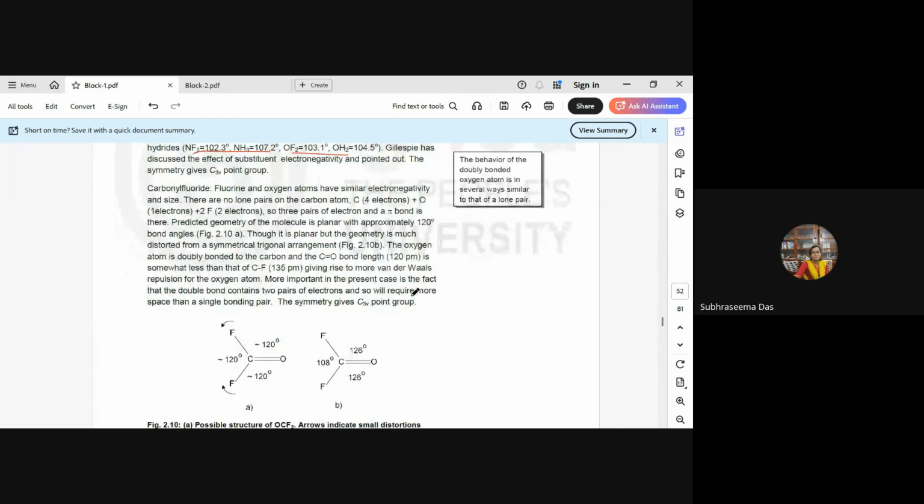Then carbonyl fluoride, that is COF2. Here we see oxygen and fluorine, and we know that the electronegativities of oxygen and fluorine are almost similar to each other. Also, if we look at this molecule, COF2, there are no lone pairs on the carbon atom. Carbon has 4 electrons, oxygen 1 electron, and 2 F, that is 2 electrons. So 3 pairs of electrons are there, and the pi bond is there. So the predicted geometry of the molecule is planar.